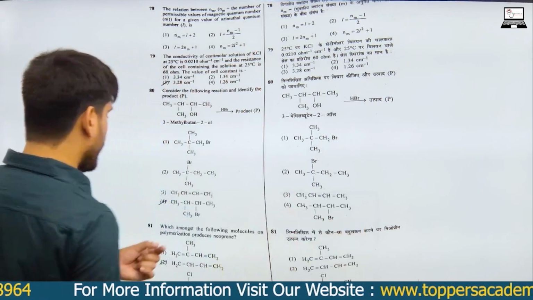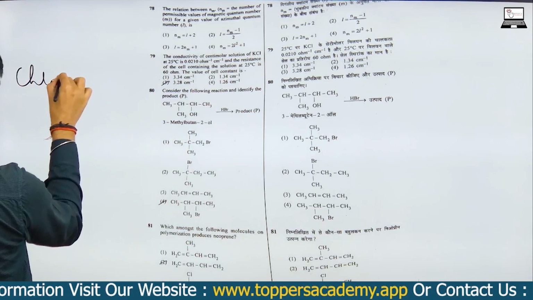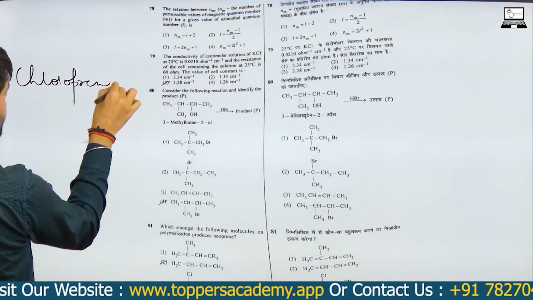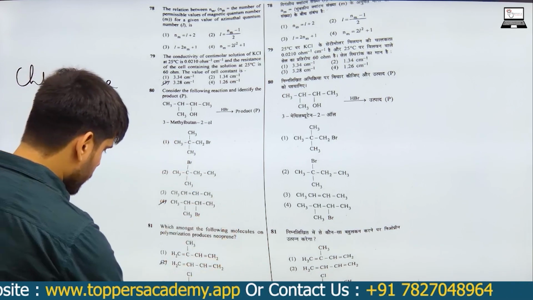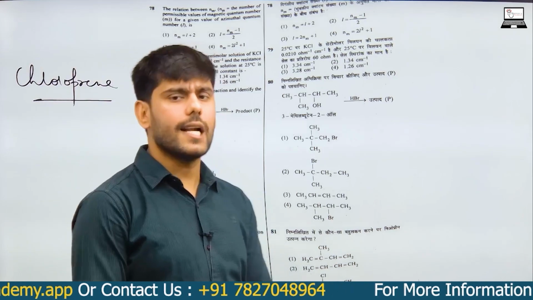Which amongst the following molecules on polymerization produces neoprene? Very simple. We know that chloroprene is the monomer. So C is the right answer. Chloroprene is the monomer for neoprene, which is your synthetic rubber.